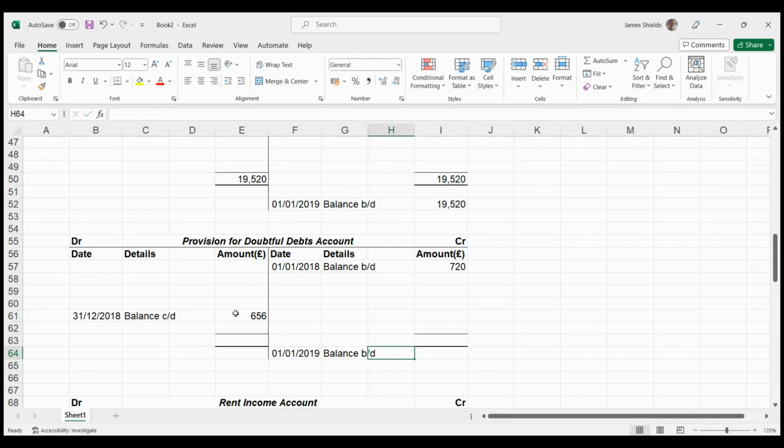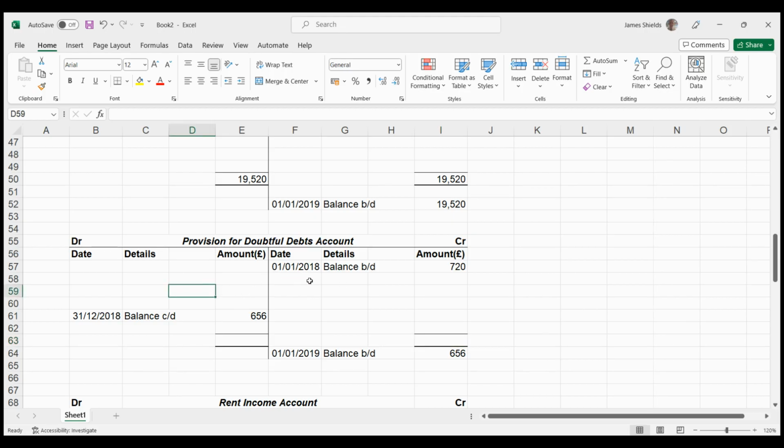of £656. Now, in case you're wondering why it's on the credit side here, it's because this reduces your trade receivables. This is the amount we're expecting not to get from our trade receivables. Now, trade receivables is a debit balance, so the amount we're not going to receive is going to be the opposite. The credit side is our provision for doubtful debts.